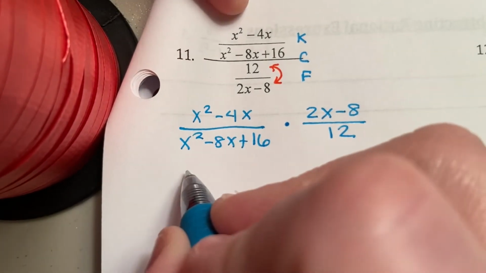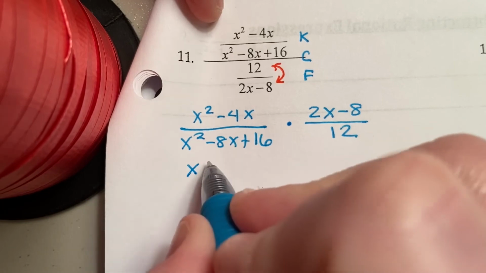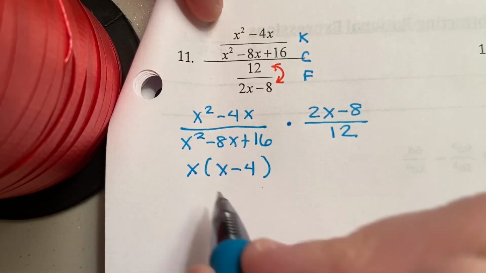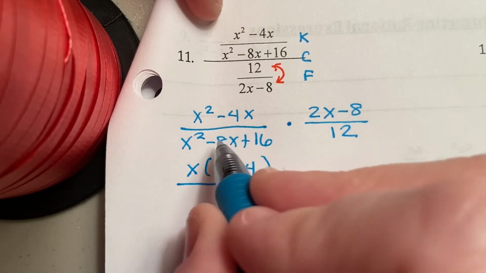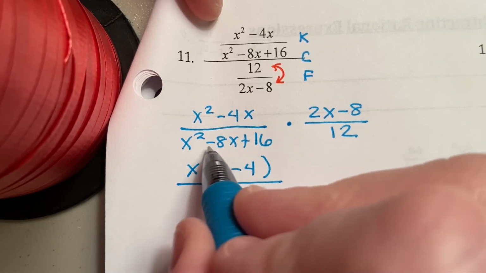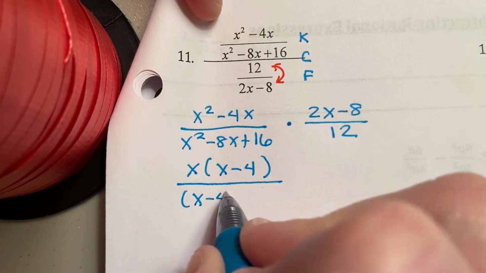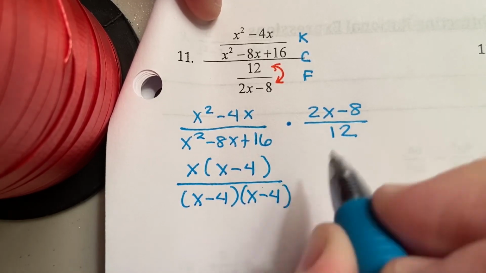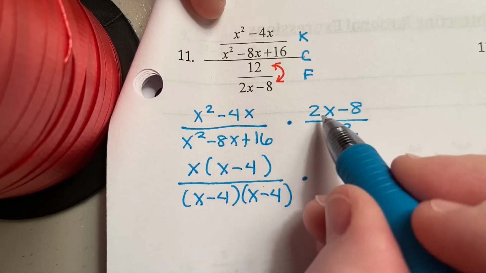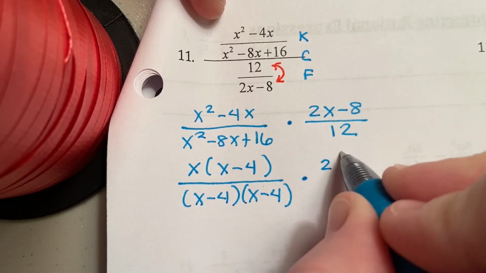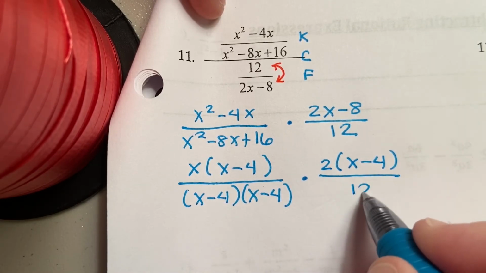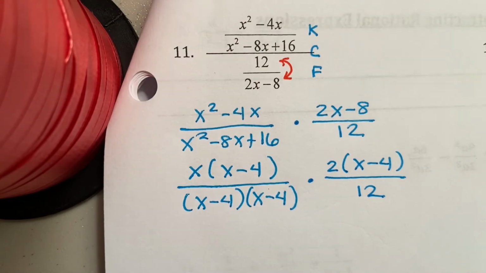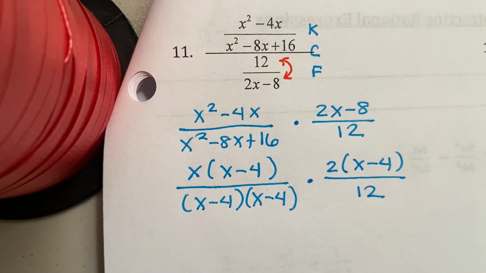So I would factor out an x in the numerator, which leaves me with x minus 4. So that's just GCF. The denominator, I would multiply 4 and 4 to get 16. But to get a negative 8, they're going to have to both be negative. Now on the right side, I'm going to do a GCF in the numerator. So 2 times x minus 4, dividing out a 2, over 12. All right, remember I've already done the keep, change, flip, so I don't need to keep flipping it all over the place. So now I'm ready to start canceling out.